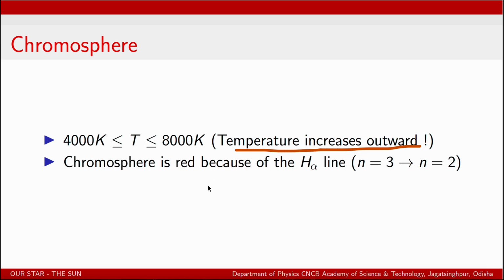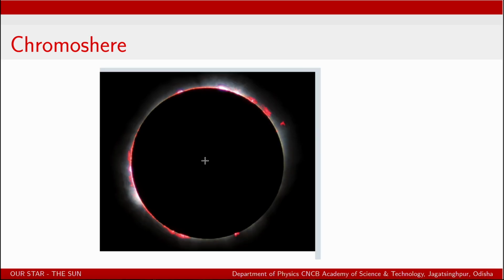And how do we know that? We'll go to the next slide and see. This is the chromosphere. During an eclipse, if you use a suitable camera, you can see this red tinge around the rim. This is the light from the chromosphere, red light, corresponding to the H alpha line.